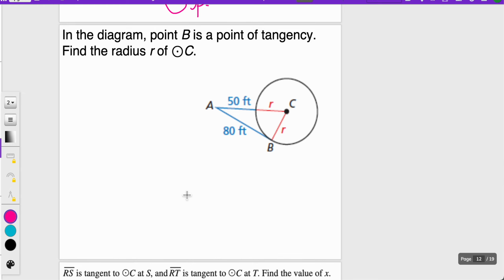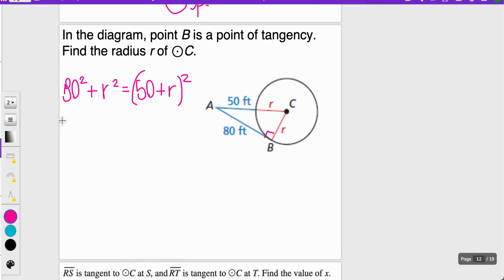Next up, this one states, in the diagram, point B is a point of tangency. Find the radius of C. So we know that it's a point of tangency, which then means that this angle right here should be a right angle. So we can still use the Pythagorean theorem here. We'll start with 80 squared plus r squared, and then on the outside our hypotenuse is (50 plus r) squared, right?